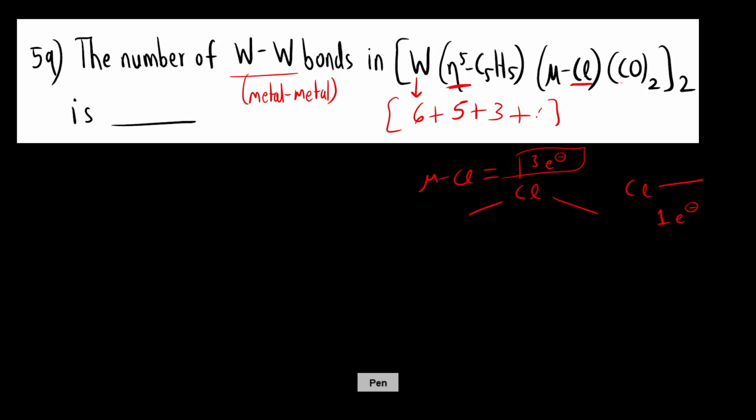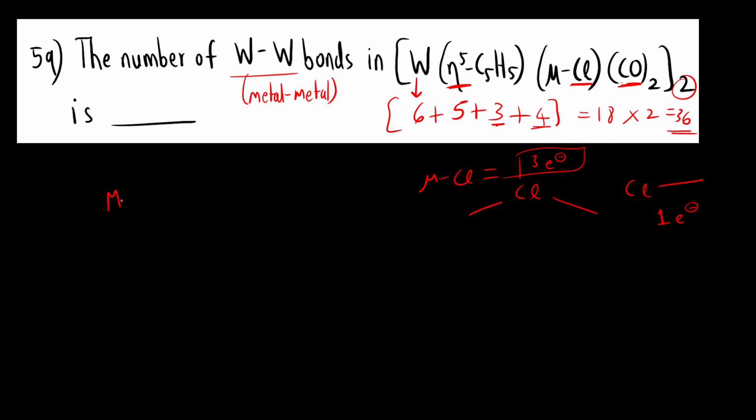Okay, this is 4. 2 into 2 carbonyl, so 2 into 2, 4. 6 plus 5, 11. 11 plus 3, 14. 14 plus 4, 18. 18 into 2 is 36.